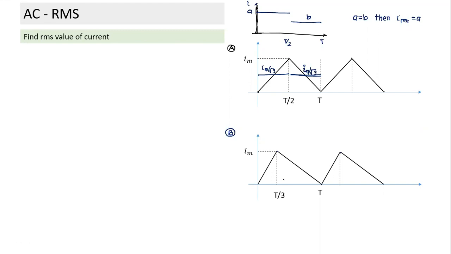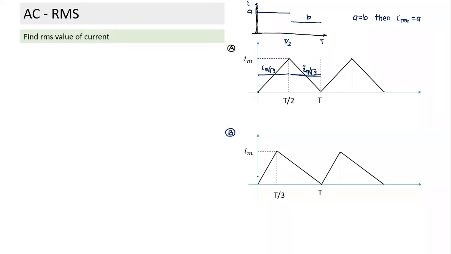So can I arrive at IRMS for this kind of shape without any integration? It will be the same, right, sir? Why? Because it doesn't depend on the time period, it doesn't depend on the slope. Yeah, slope basically. Same here.